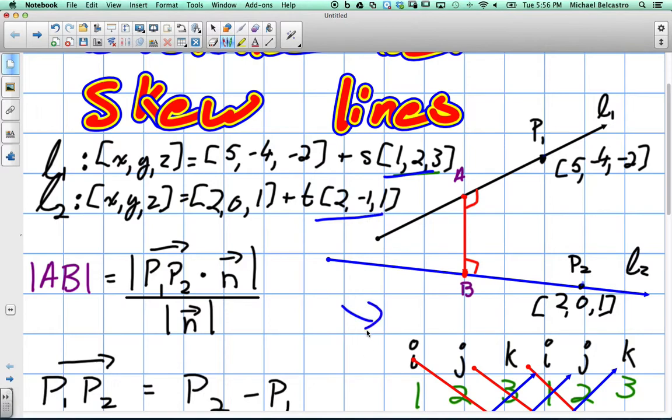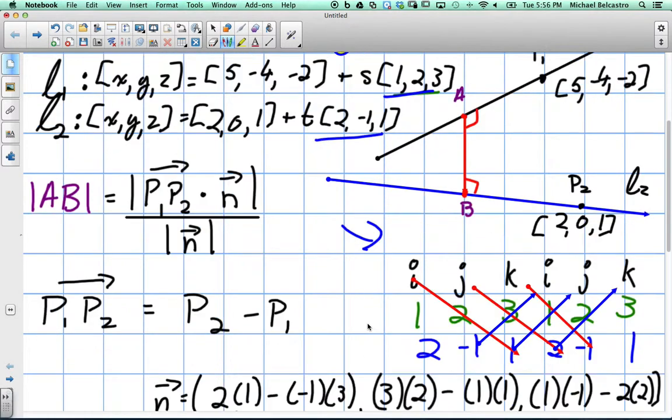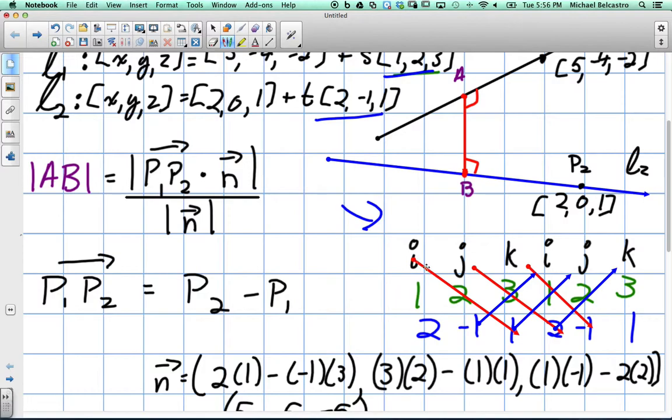Okay, and I've already kind of gone through the process here. This is how we're going to find our n. So we've written out this style, and there's also the style where it's like a2 times b3 minus a3 times b2. I can't remember the whole thing, but this is essentially the same setup. This one we just use arrows, so we multiply these numbers and subtract these numbers. So 2 times 1 subtract negative 1 times 3.